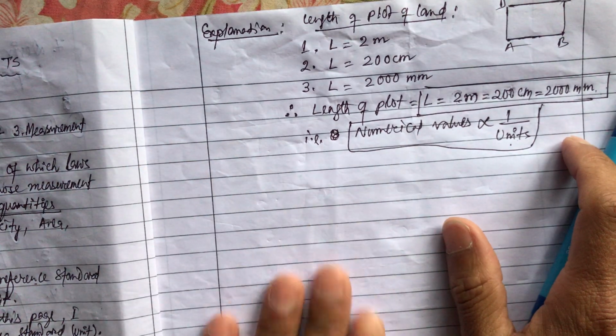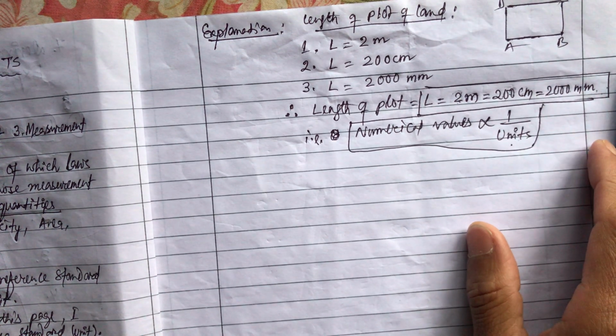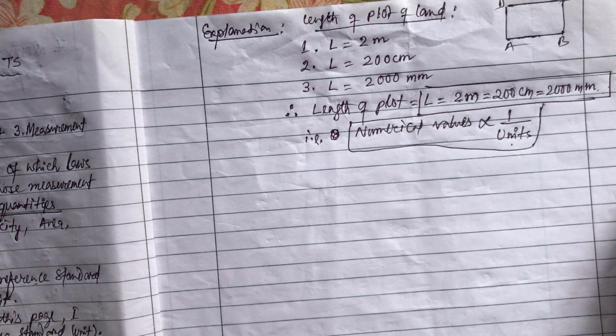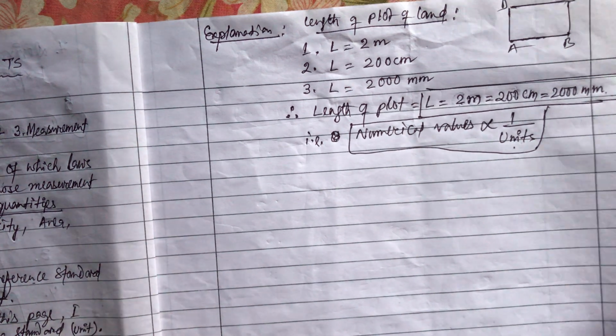The answer is, for accurate description of any physical phenomenon. If you want to describe any physical phenomenon, you need measurement of the quantities used in that physical phenomenon or physical process. Whatever quantities are there, we must know the measure of those physical quantities. Then only can you explain the physical phenomena. That's why measurement is important here.